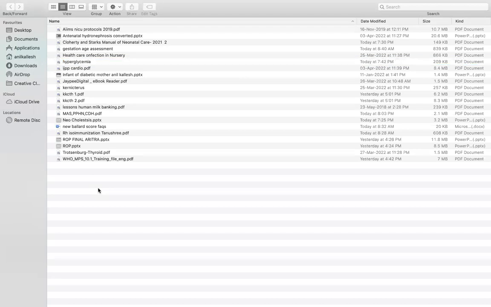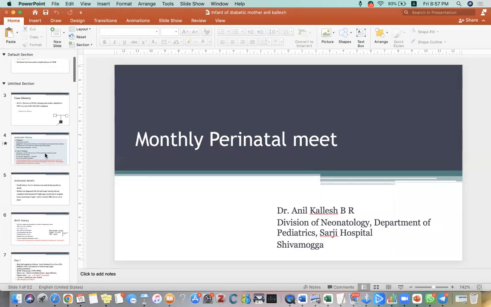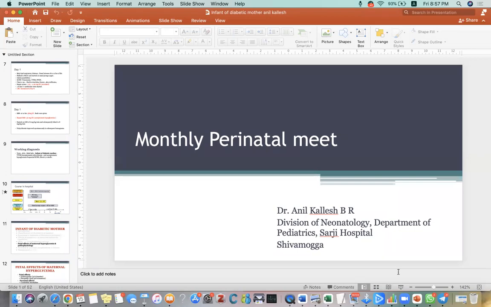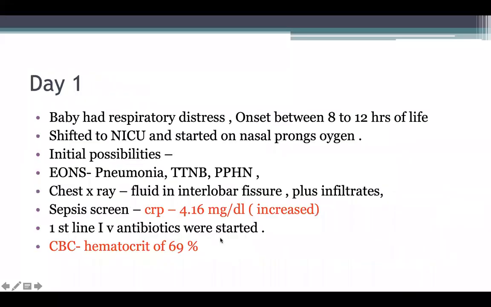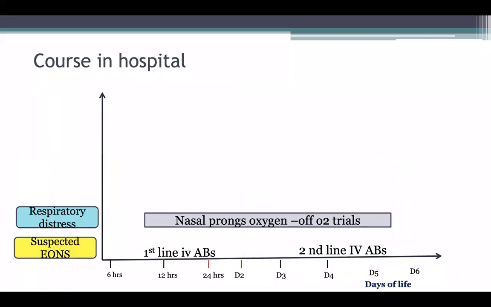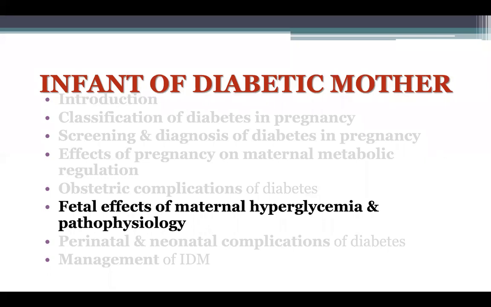So I think we have finished the new Ballard scoring system, gestational age assessment, Rh isoimmunization, and this. So the next thing I want to discuss is infant of diabetic mother. All this other material is not required, so I'll just go directly to the infant of diabetic mother.